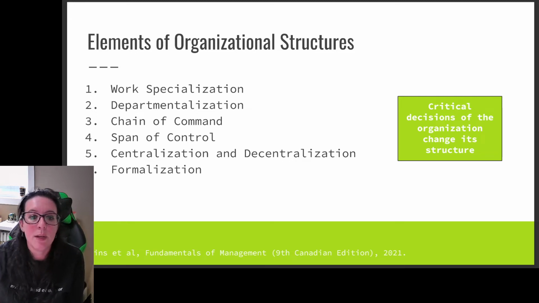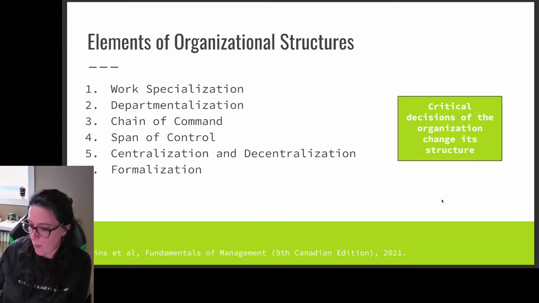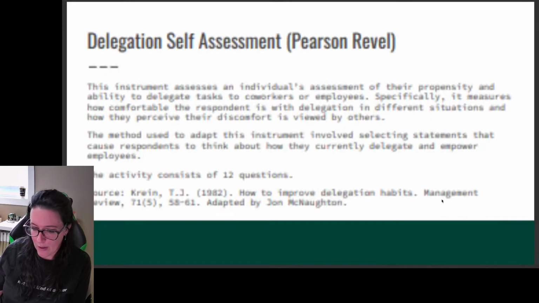We are continuing to look at the elements of organizational structure. In our previous video, we looked at work specialization and departmentalization, and then in our second video, we looked at chain of command. In this video, we're going to look at span of control. So bear with me while I go forward in our slides here.